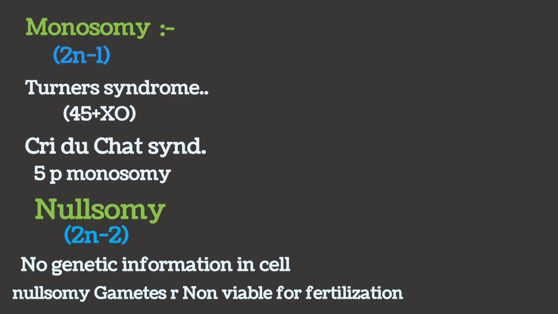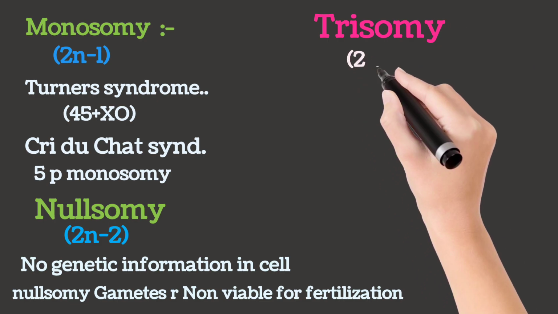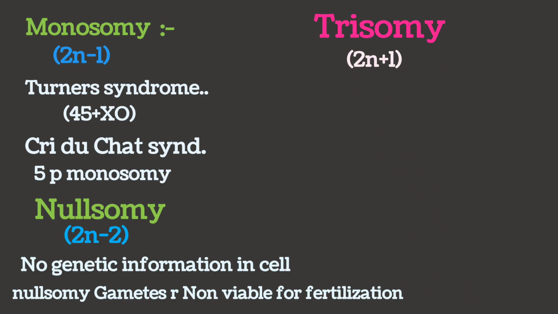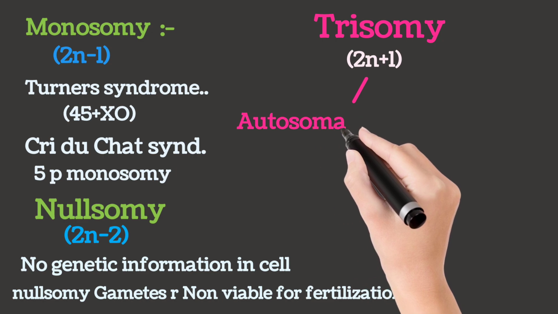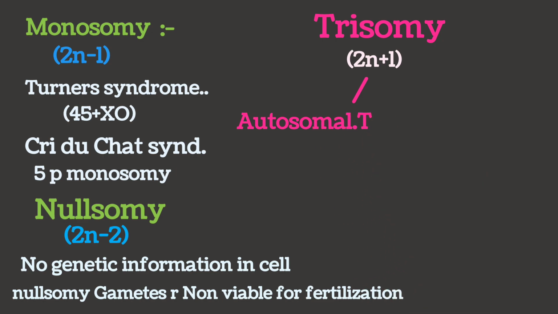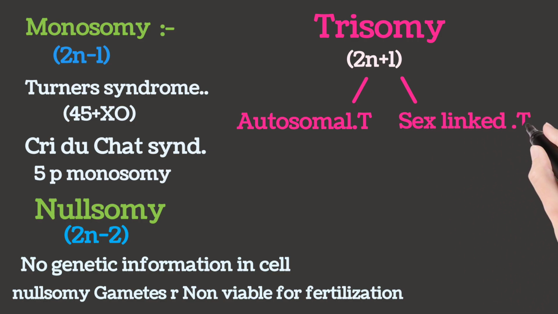Now in hyperploidy we have two types. Number one, trisomy. Here the condition is 2n plus 1. Dear friends, as we know, we normally have two copies of each chromosome, but in the trisomy condition some specific chromosomes get three copies, which leads to abnormality. This trisomy has two types. Number one, autosomal, as the word indicates, and the second one is known as sex-linked trisomy.